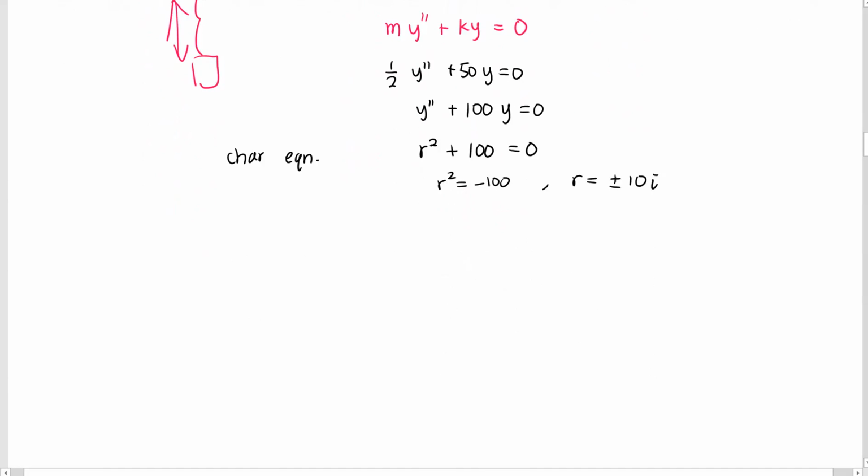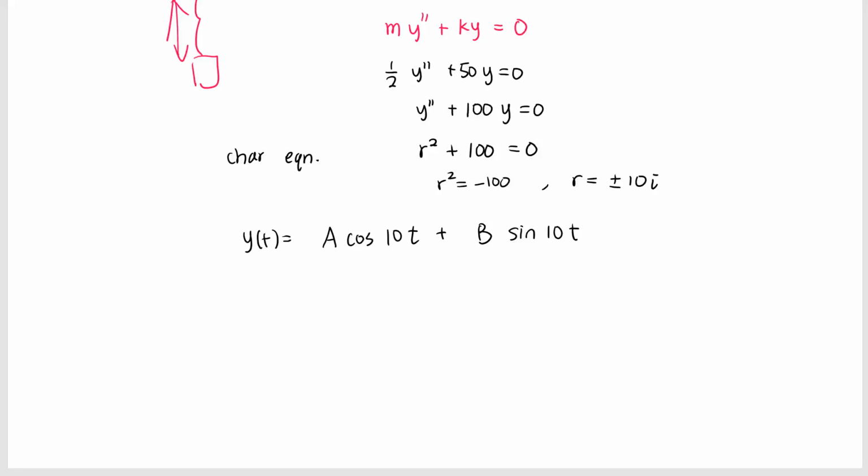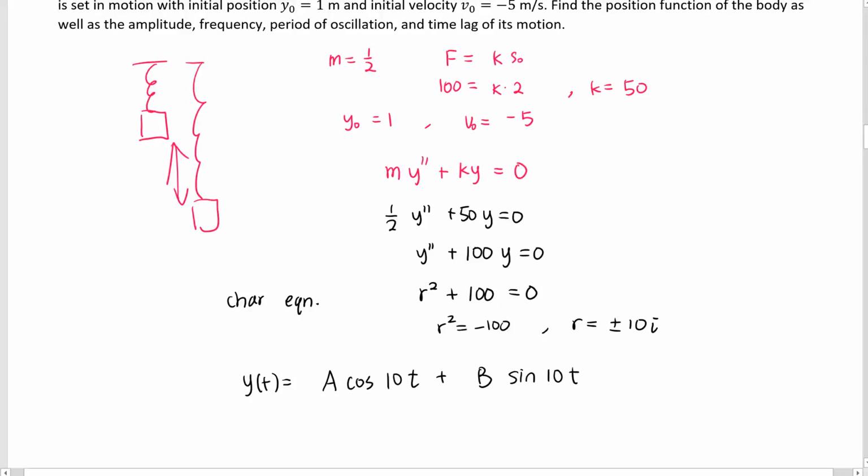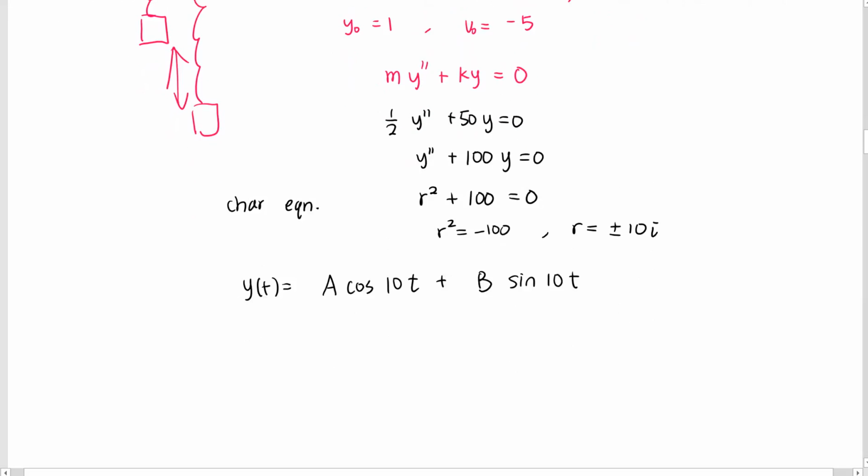Okay, because we have 2 complex roots, the solution looks like a cosine 10t plus b sine 10t. So far, so good, everybody? Okay, so we have to figure out A and B. How do we figure out A and B? Well, we have the initial conditions. So when we plug in 0, we get 1 is y0. Cosine 0 is 1. Sine 0 is 0. So A is 1.